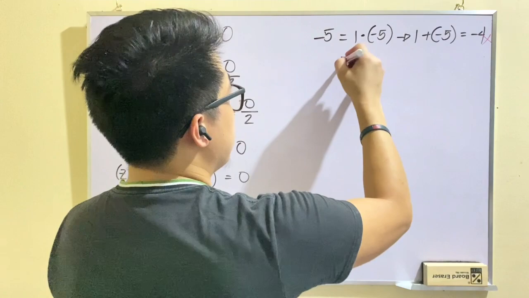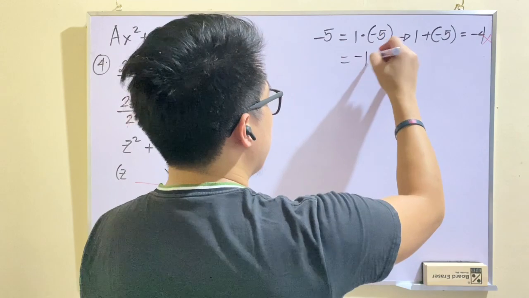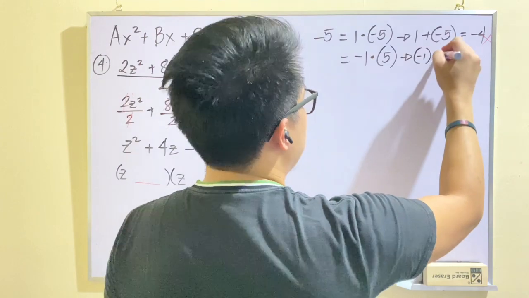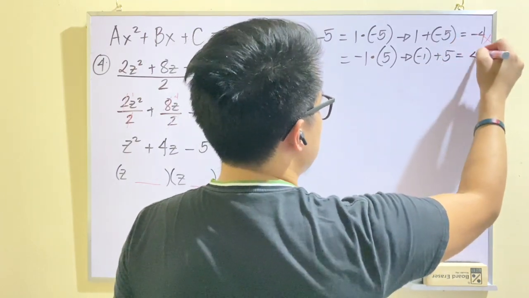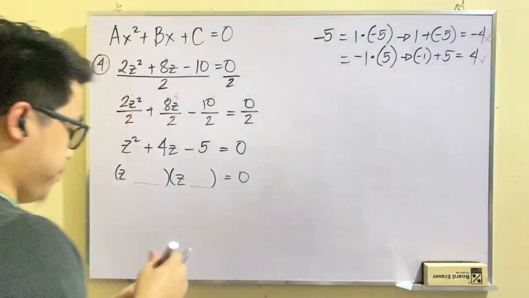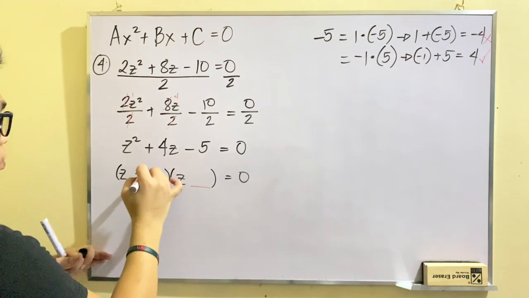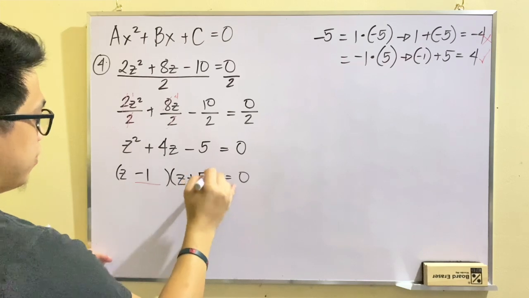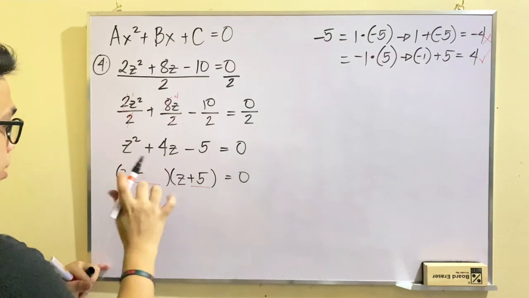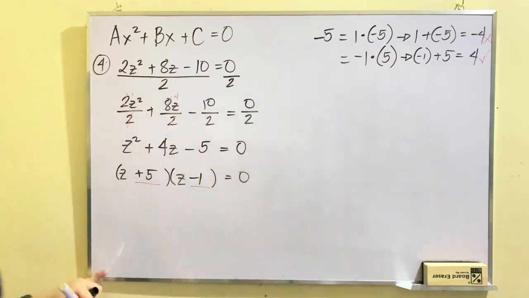Next, ano pa yung factor ni negative 5? Pwedeng negative 1 times 5. So, negative 1 plus 5 is positive 4. So, ito na yung hinahanap natin. Ang isusulat natin ngayon sa blank is minus 1 and plus 5. Tandaan, pwede magkabaliktad. Pwedeng nandito si plus 5 and nandito naman si minus 1. Parehas lang yon.